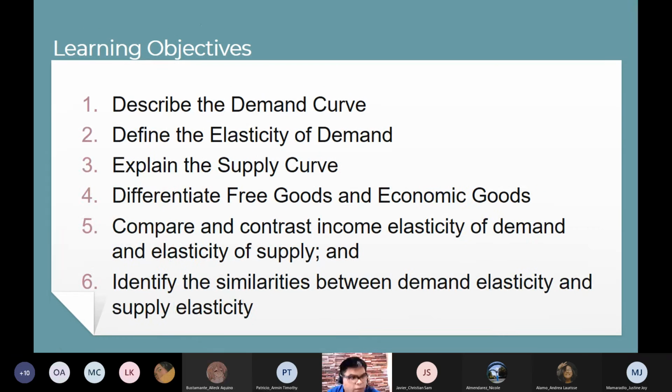Napindot ko na ba? Ayan, okay. So, ulitin ko lang.